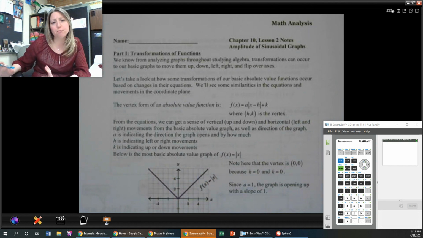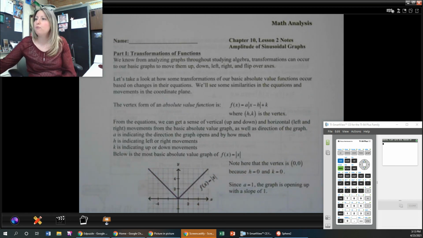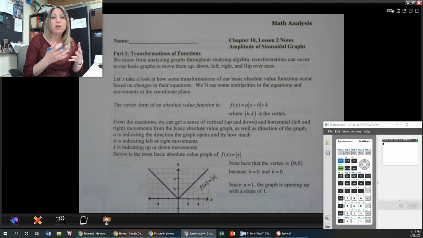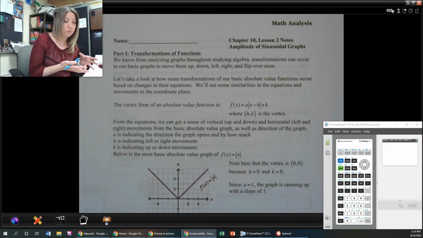Before we start to move our sine and our cosine functions around our coordinate planes, I think it's important to review what transformations of our functions look like in general. Okay, so moving up, down, left, right, widening or narrowing our functions, flipping them upside down, little things like that. And I think one of the best functions to look at that with is the absolute value function.